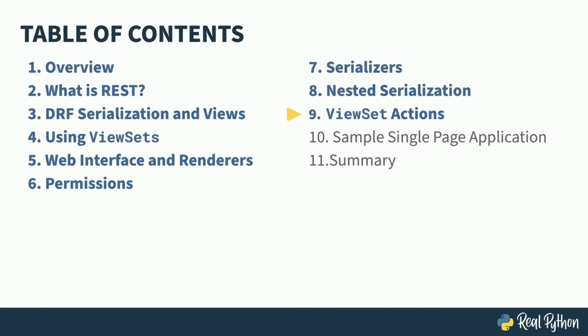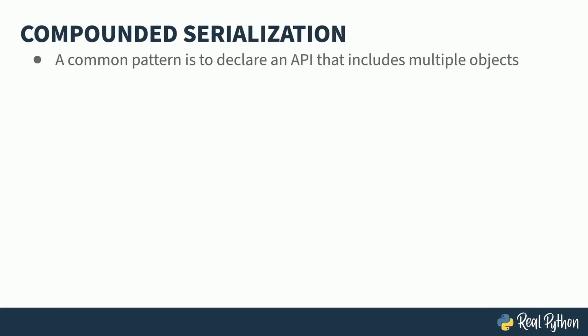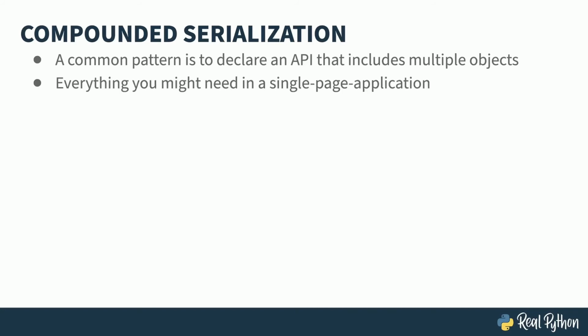In the previous lesson, I showed you nested serialization. In this lesson, I'm going to show you more about view sets and how to do custom actions. A common pattern in the REST world is to declare an API that includes multiple objects. Up until now, the view sets and the routers you've seen have been object-specific. If you were going to be creating a single-page web application, you might want one REST call that includes all of the objects that you want back.